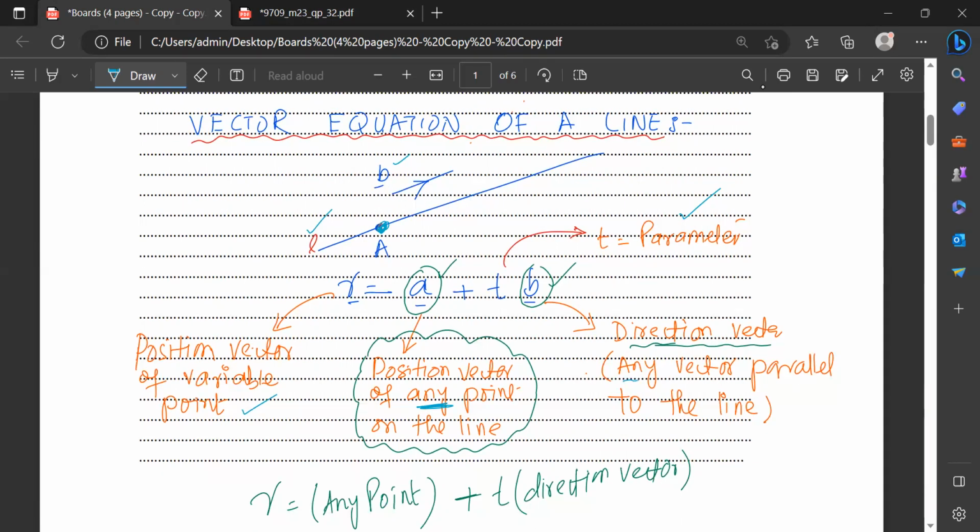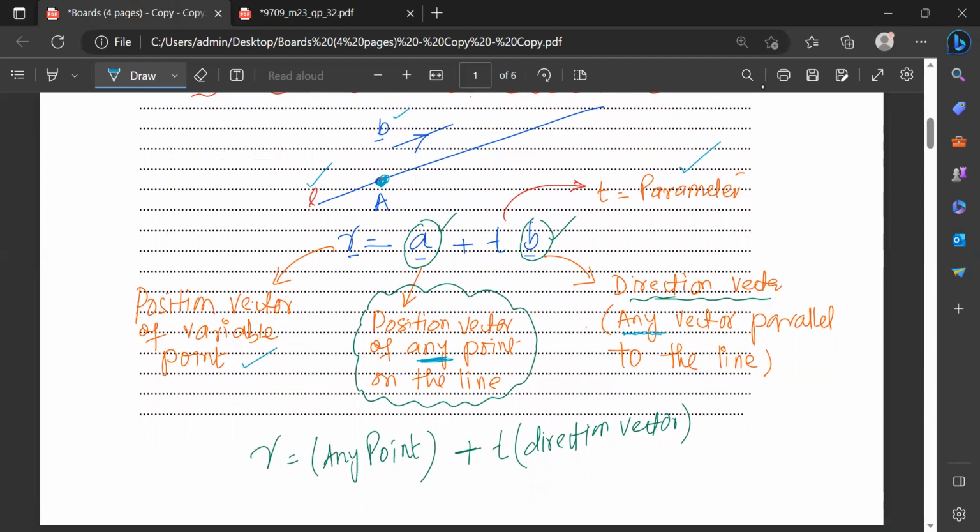The direction vector is basically any vector which is parallel to the line. This can be in any direction, but parallel. As far as we know, a vector which is parallel to the line can be used as b. So if we know a vector which is parallel to the line, any multiple of that can be used as the direction vector.